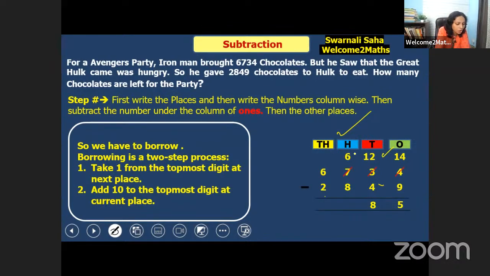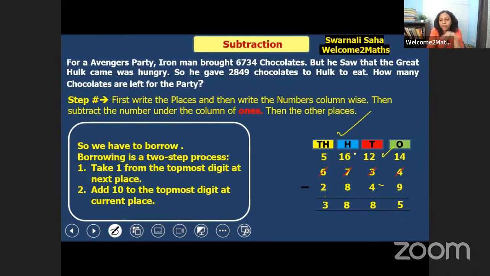Here you can see it is 6 minus 8. So we cannot do it. So again we borrow 1 from the 1000 place. So 6 becomes 5 and it becomes 16. So 16 minus 8 is 8 and 5 minus 2 is 3. Okay, so this is the answer, 3885.